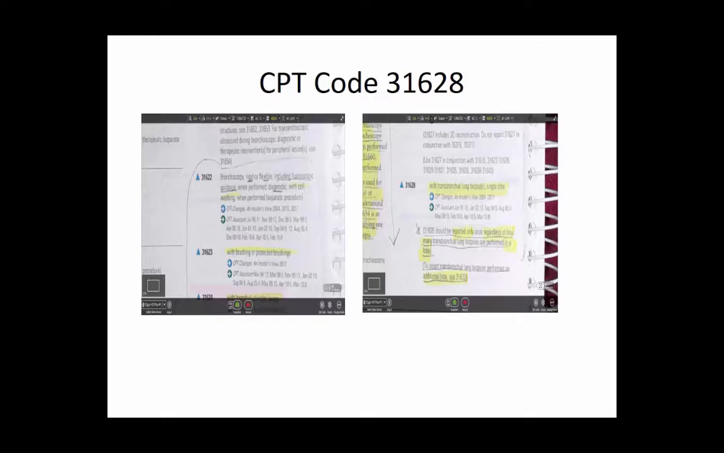Also notice I have an asterisk here. It says 31628 should be reported only once, regardless of how many lung biopsies are performed. So just keep that in mind too. It's in the lobe. How many lung biopsies are performed in a lobe? I have to force these screenshots to make two of them fit on the slide, so that's why they are distorted. My apologies for that.